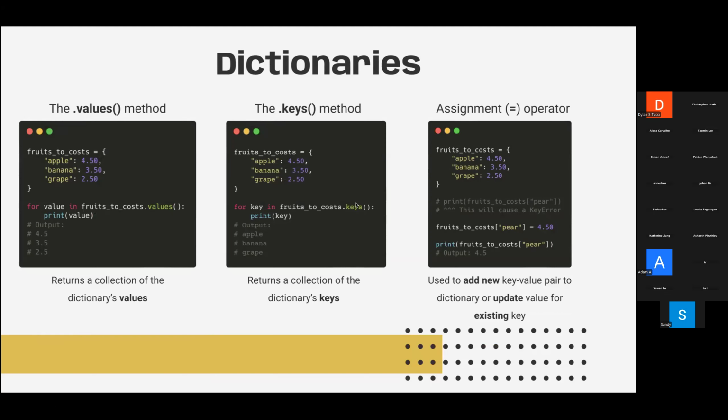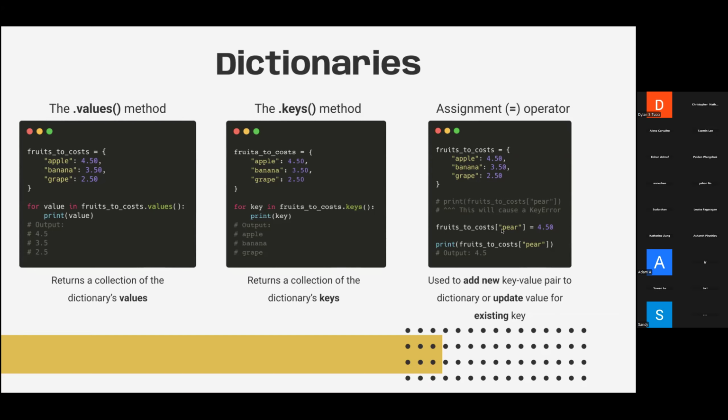Similarly, with the dot keys function, it'll do the exact same logic, but with the keys instead of the values. Then we have the assignment operator, which means that we can just basically add in new key value pairs anytime we want. So in this case, we have apple, banana, and grape. And if we try to call pair, you'll see that we don't have pair as a key within this dictionary. So what can we do to basically change that? We can assign pair to the value of 4.5 with this line right here.